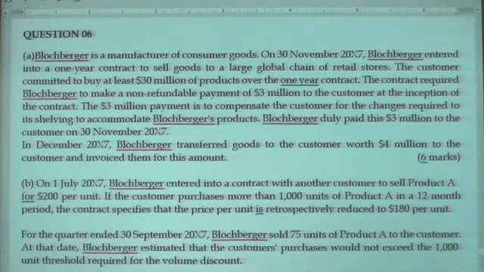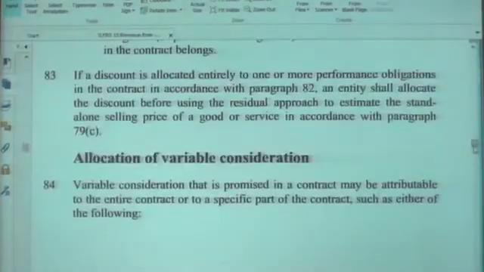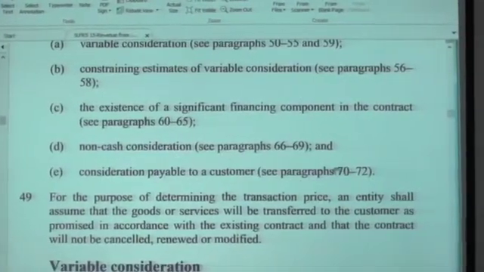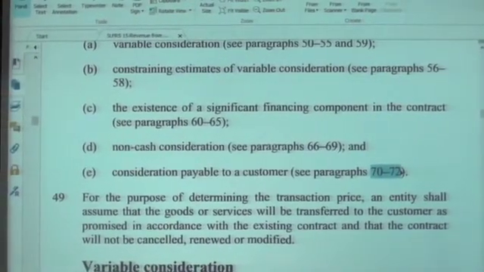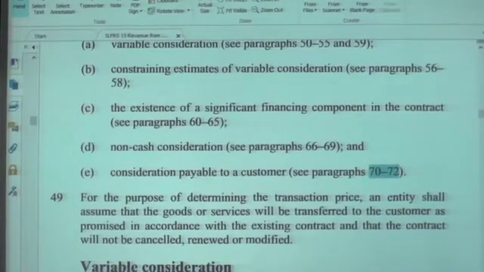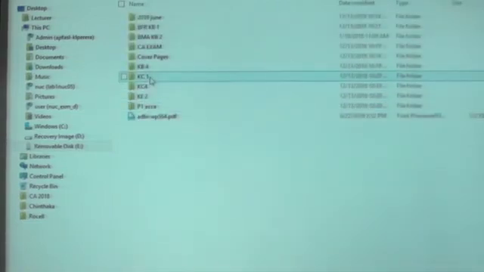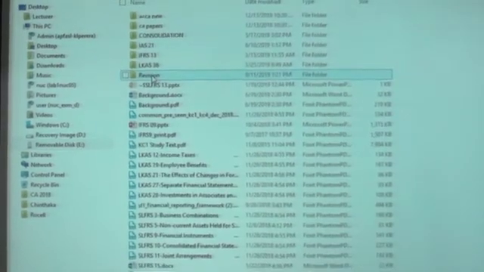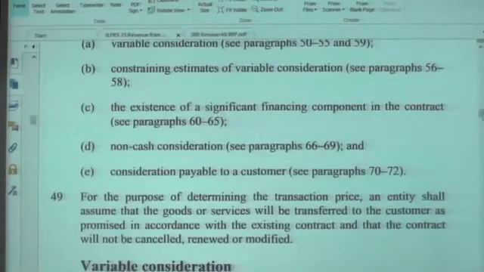See paragraph 48 E. You are given a reference to paragraphs 70 to 72. Now please read 70 to 72. Suraj. Right, paragraphs 70 to 72.